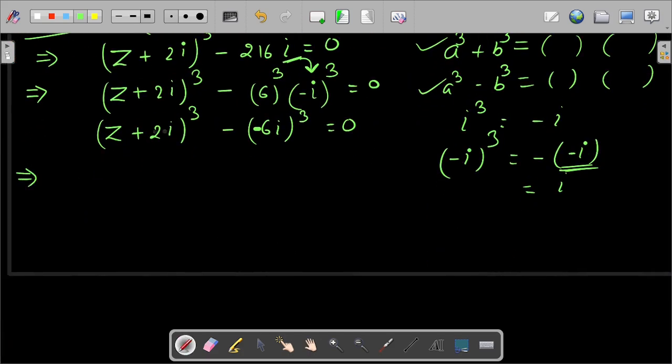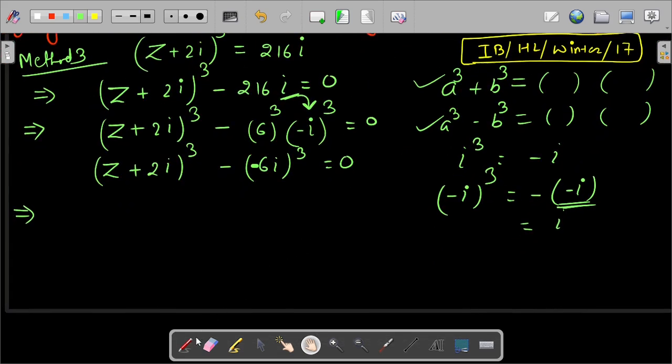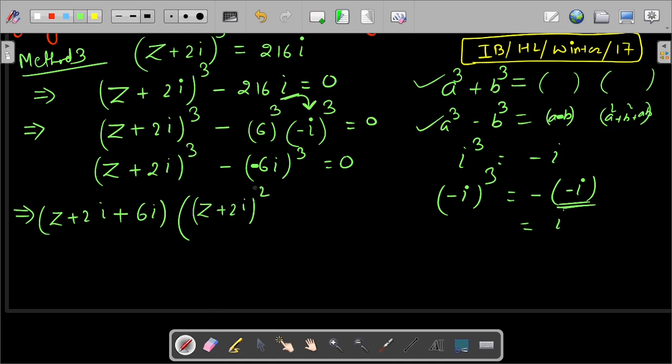Okay, let us proceed. So now we have a cube minus b cube, and we have the identity for a cube minus b cube as well. So what's the formula for a cube minus b cube? It's (a minus b)(a square plus b square plus ab). So we have to use this: a minus b, so z plus 2i minus b, and again it has minus, so it will become plus, so plus 6i. So this is a minus b, then a square, that is (z + 2i) whole square, plus b square. So when we do b square, this will become 36 i square, and i square is again minus 1, so this will give us minus 36, right?